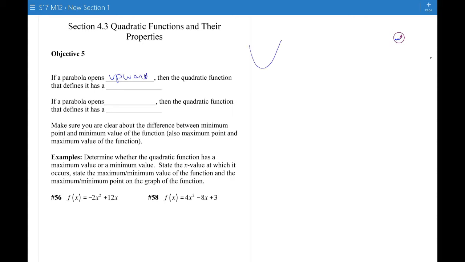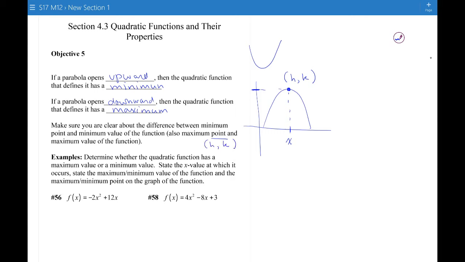So make sure you're clear about the difference between the maximum point. So this is the maximum point, the highest value the function gets to. And this is the x value at which it happens. So a point has two coordinates. So if you're asked for the maximum point, it needs 2 coordinates, h, k. If you're asked for the maximum value of the function, they're just asking you for the k.